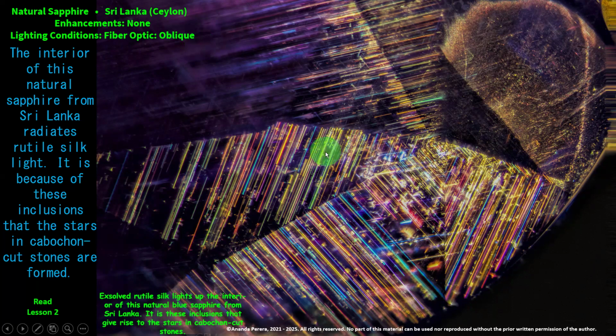Then, if you read again my lesson number 2 in this channel, it describes the silky patterns which create the chatoyancy and the star in the stone. So you better go there and understand this. The interior of this natural sapphire from Sri Lanka radiates rutile silk light. These are the parallel rutile silk lights. It is because of these inclusions that the stars in cabochon cut stones are formed. You have to visit lesson number 2 and come here again. Now we are moving to next.